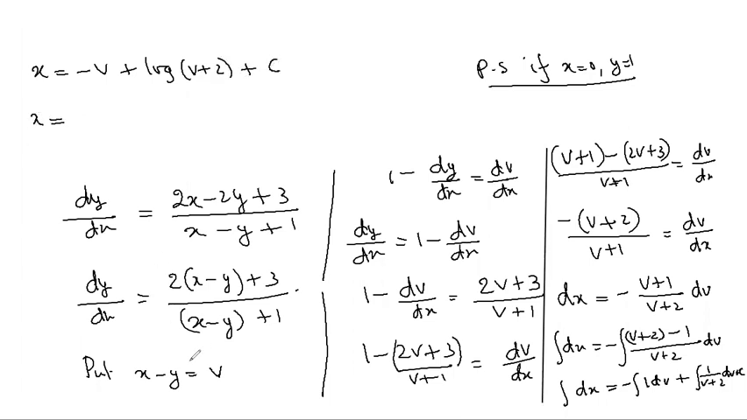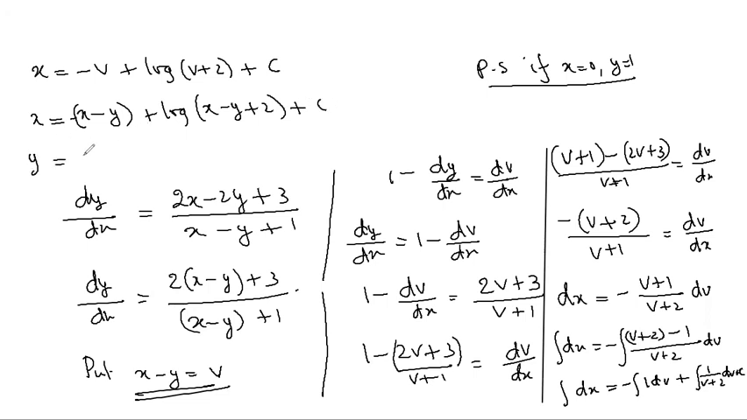So x is equal to, v is x minus y, minus (x minus y) plus log of x minus y plus 2 plus c. So finally my answer: y is equal to minus 2x. This is why I took it to the other side. Minus y it will become. So 2x minus y. I don't like negative. This minus and this minus will make it plus. Is log of x minus y plus 2 plus c.